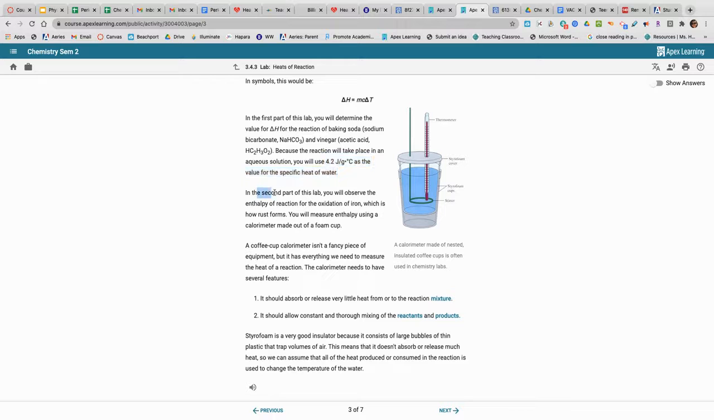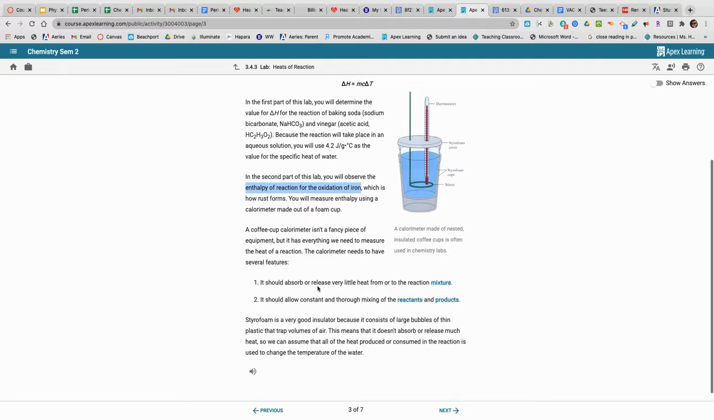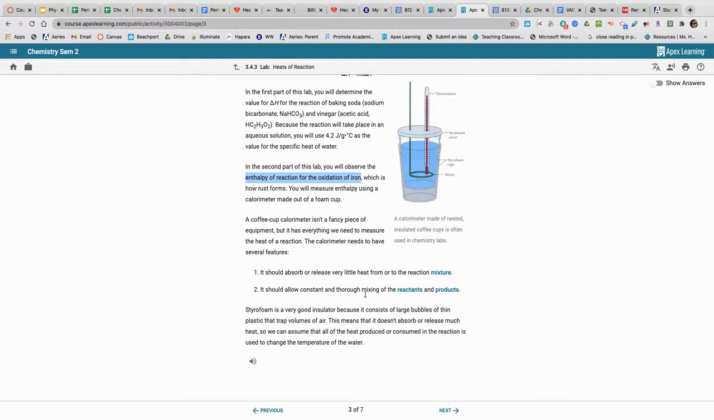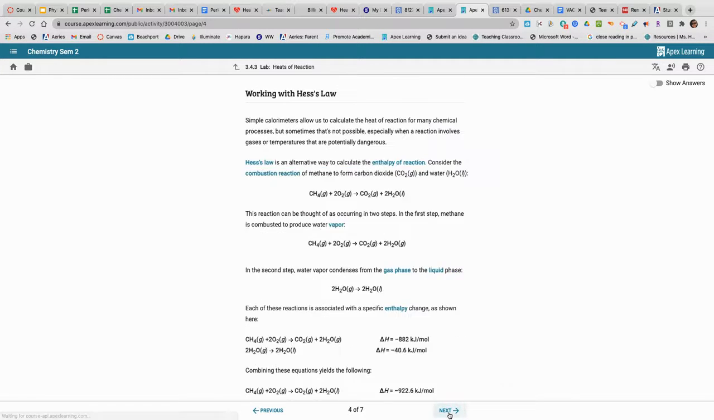In the second part of the lab, you're going to observe the enthalpy of the reaction for the oxidation of iron. It's like how rust forms, okay? And then this talks a little bit about coffee cup calorimetry, but you won't be actually doing the lab, so you're just going to be analyzing the data.